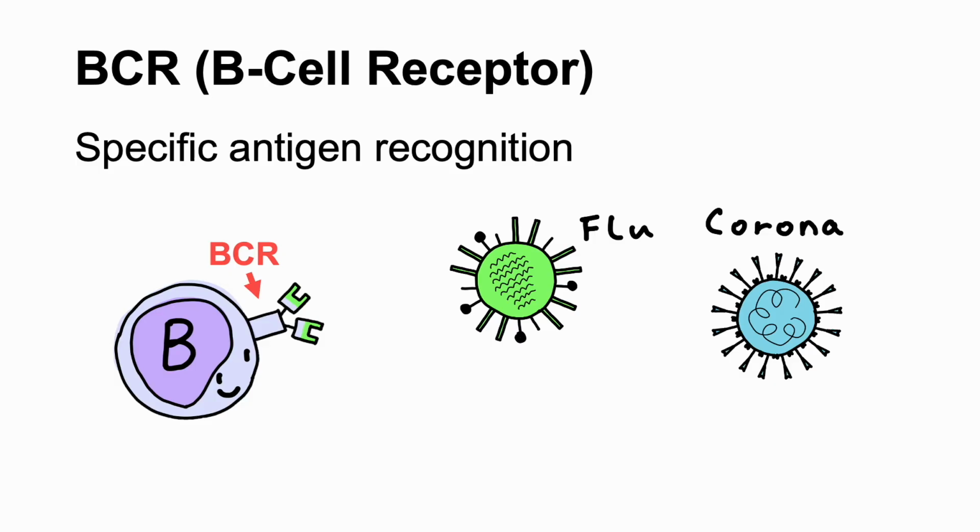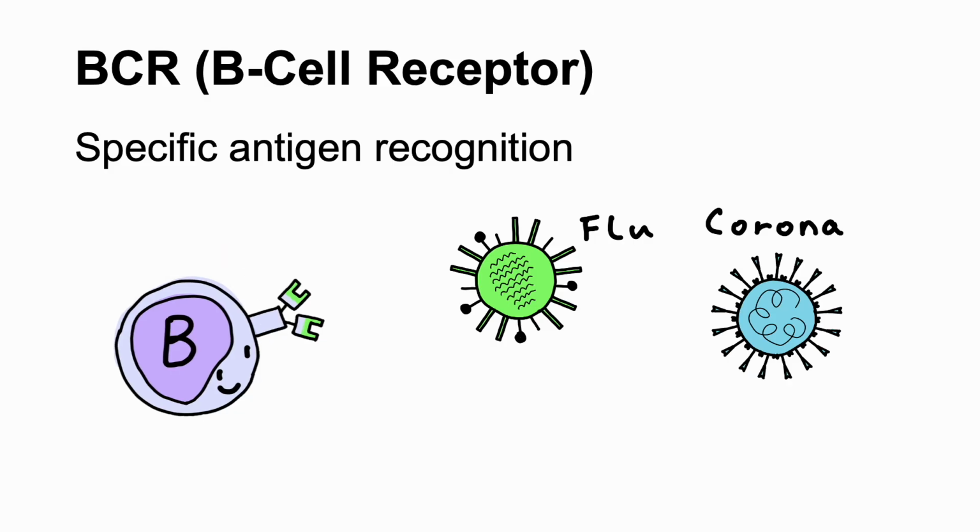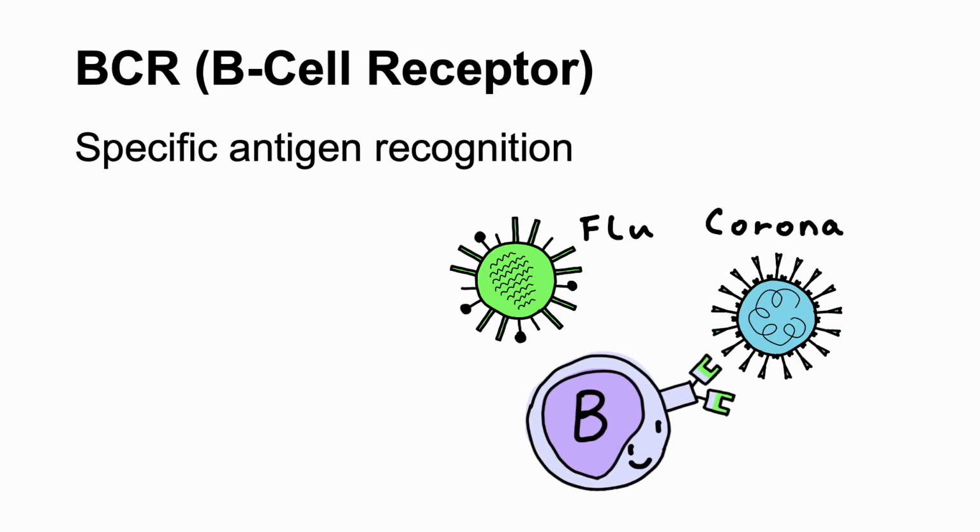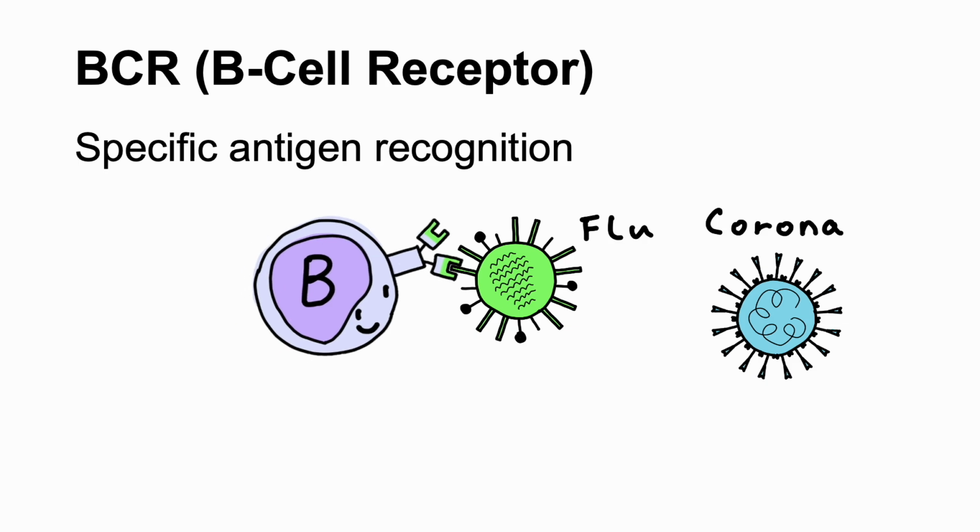One example of a molecule with antigen specificity is the B-cell receptor, or BCR. A BCR is an immunoglobulin on the surface of B cells. Each B cell has a unique BCR that recognizes a specific antigen. For example, a BCR for the influenza virus usually does not bind to other viruses.